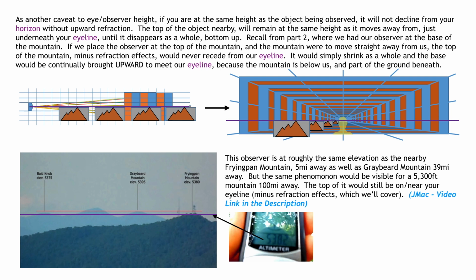But the same phenomenon would be visible for a 5,300 foot mountain 100 miles away. If you were able to see it, it would still be the mountain tip along that straight line, along that purple line, give or take. Again, some refraction issues will come into play, but minus refraction, it will be exactly on that purple line, if it is exactly the same height. Again, the top of it would still be on or near your eye line minus refraction, but the bottom is going to be coming up and up and up to meet that line, and that mountain is going to be disappearing as a single point.